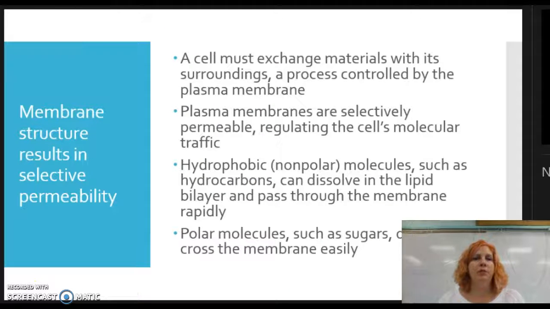A cell must exchange materials with its surroundings, a process controlled by the plasma membrane. Plasma membranes are selectively permeable, regulating the cell's molecular traffic. Hydrophobic or nonpolar molecules such as hydrocarbons can dissolve in the lipid bilayer and pass through the membranes rapidly. Polar molecules such as sugar do not cross the membrane easily. In the next video, we'll look at cell transport.